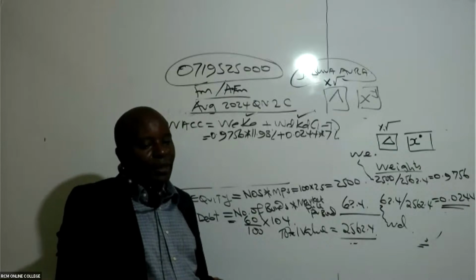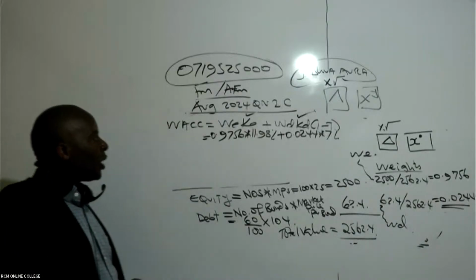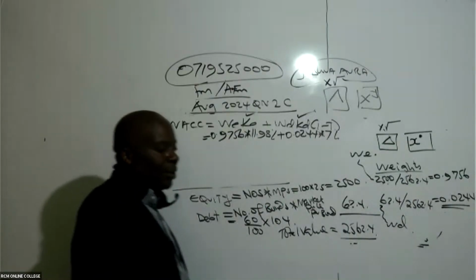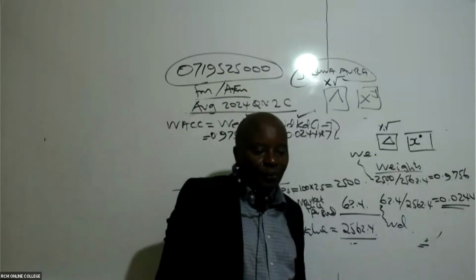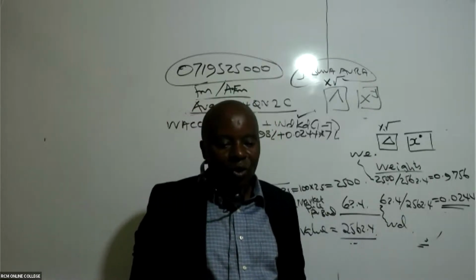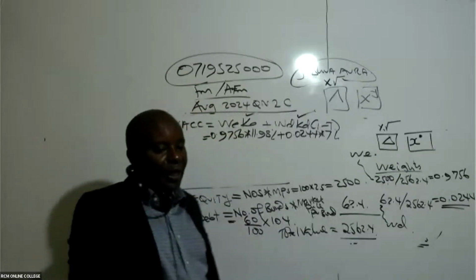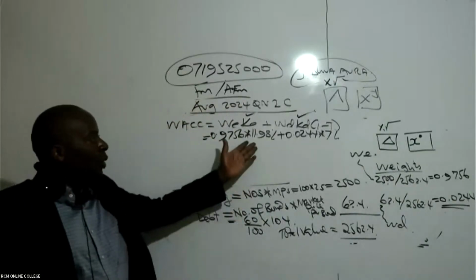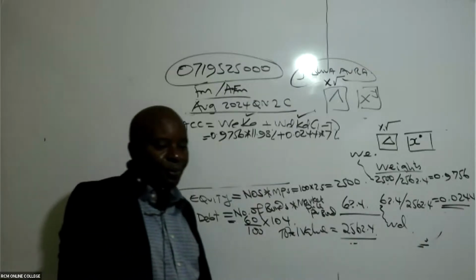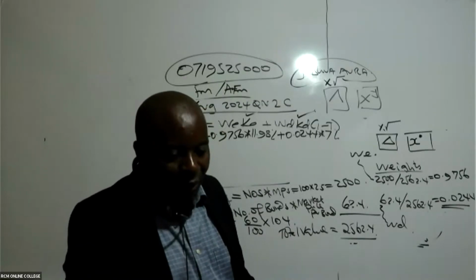So is there somebody now who is able to give us this answer for the weighted average cost of capital, WACC? I hope this 11.98 is correct, and I hope you guys are able to see where we got it from.